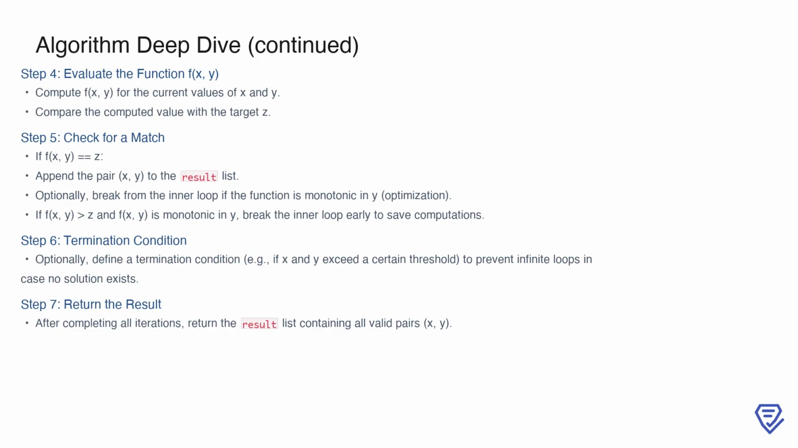We calculate the result of f(x, y) and compare it with the target value, z. If the computed value matches z, we've found a valid solution. We then append the pair (x, y) to our result list.